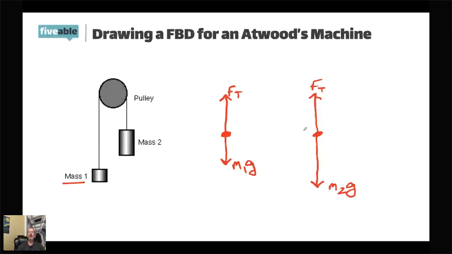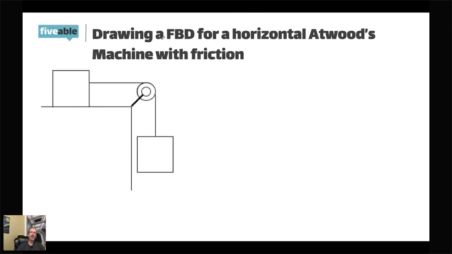The next one, oh, here we've got a free body diagram for a horizontal Atwood's machine. And this one is also with friction. Now the friction is not going to be with the hanging mass. Instead, it's going to be with the mass here. They're not labeled. If they ever do this to you, go ahead and put in M1 and put in your own M2.